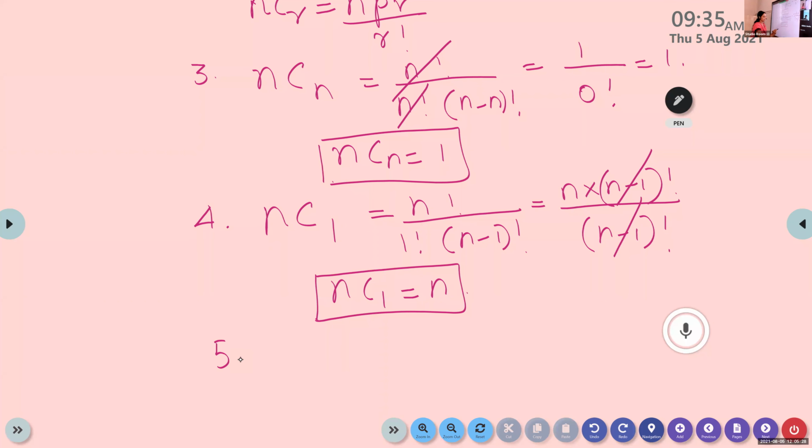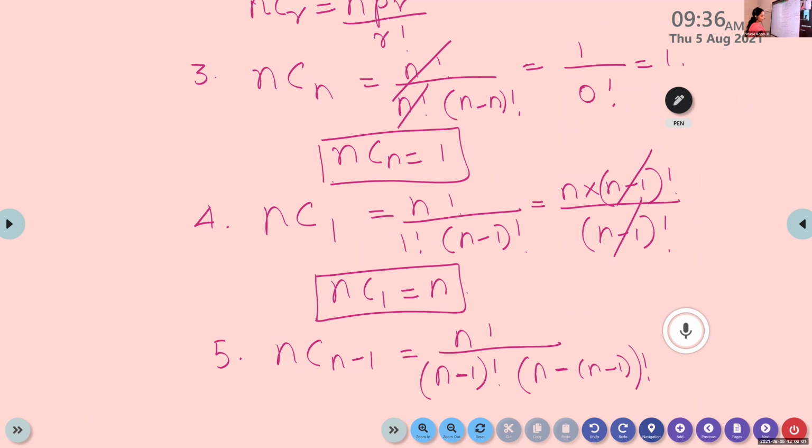Fifth one. What is NCN minus 1? It is N factorial by N minus 1 factorial into N minus of N minus 1, isn't it? N minus R. In the place of R, we have N minus 1. So N factorial by R factorial into N minus N minus 1.